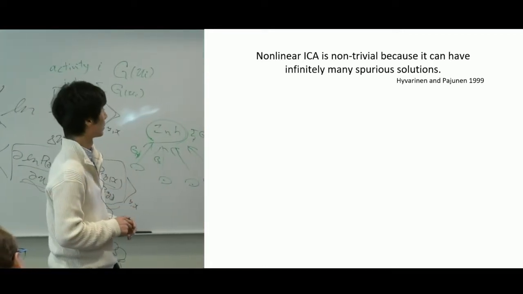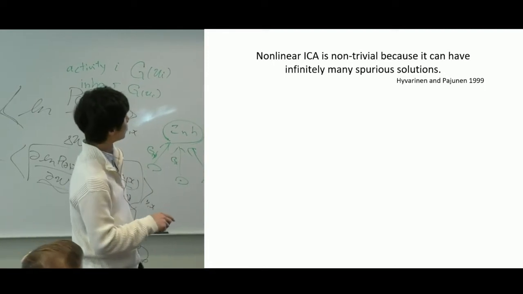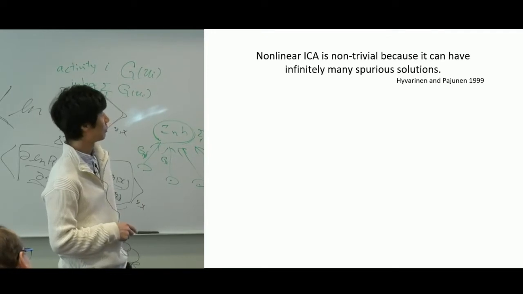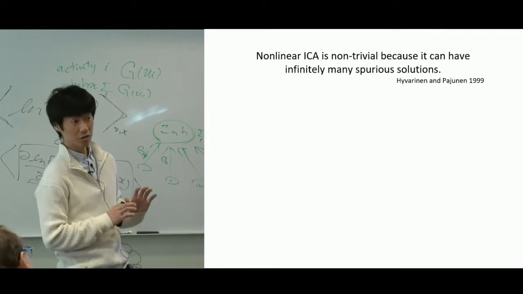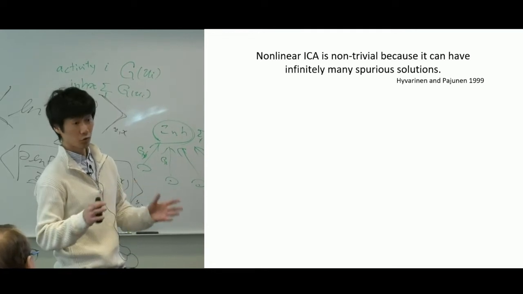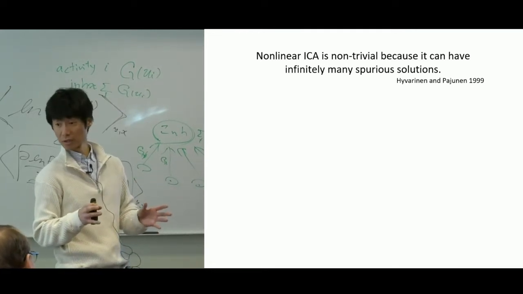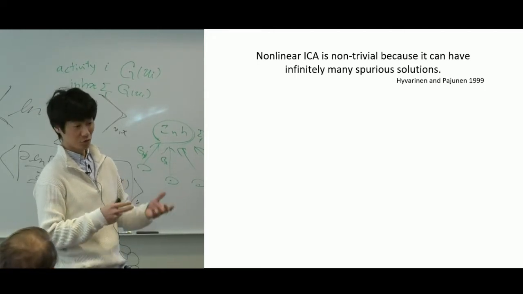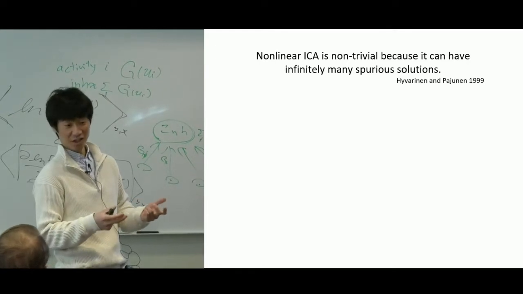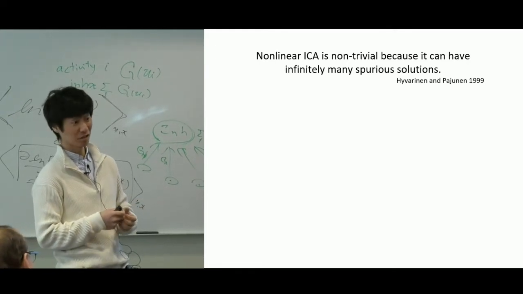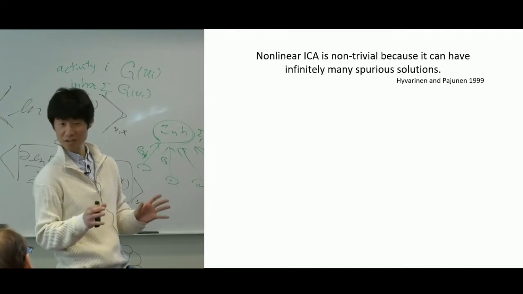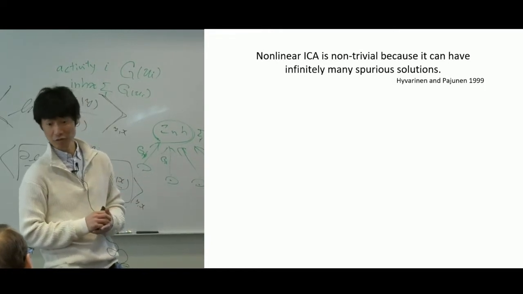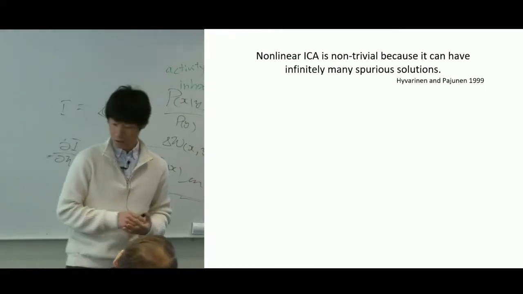But to begin with, it is a difficult problem. Nonlinear ICA is non-trivial because it can have infinitely many spurious solutions. And this is especially true if the neural network becomes complex. Let's say a deep learning network wants to separate sources. It can add many basis functions, and because of that complexity, it can have infinitely many spurious solutions that are different from the inverse of the generating system. So it's a difficult problem.